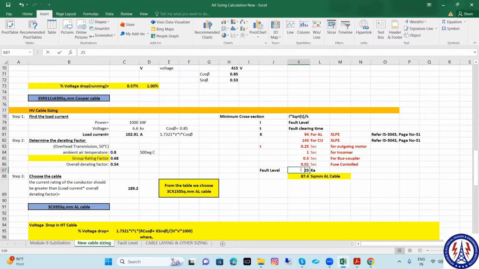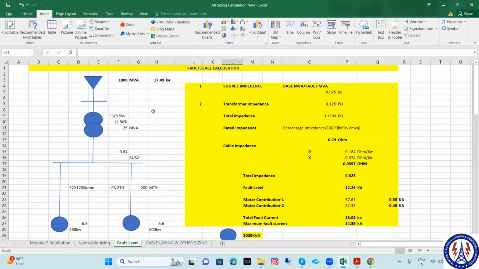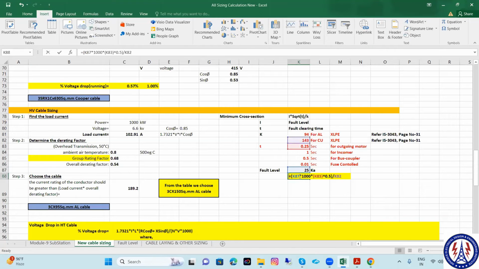So I will put everything in the formula. The fault level calculation I will tell in the next class, tomorrow. This is also addressed here, but I will tell tomorrow. So I root T upon K: I is the fault level, T is 0.25, divided by K. K for copper is 143. So it is coming 87.4. We say XLPE copper. So you can see my second step is telling me the minimum cross section should be 95, and this is 189.